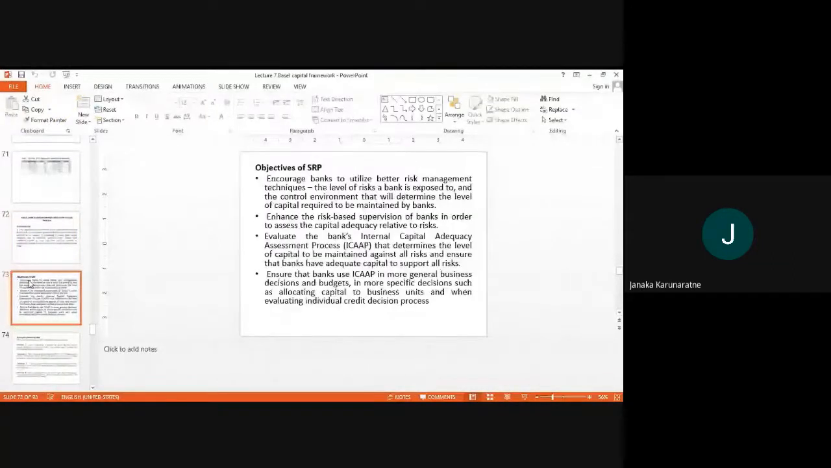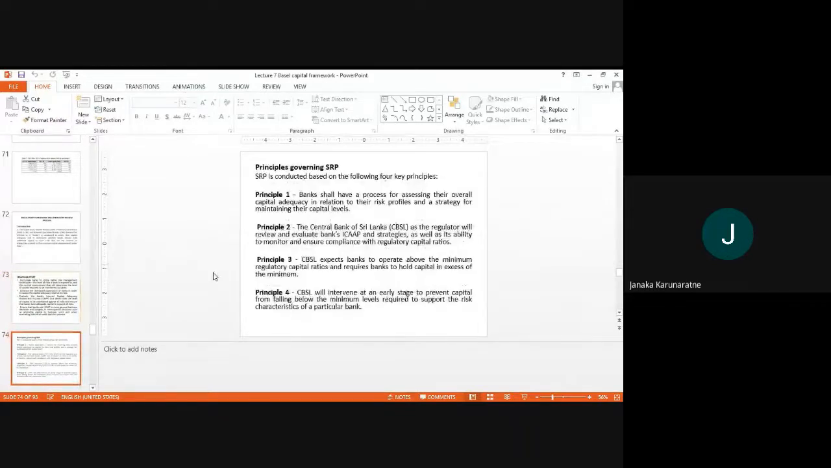Okay. So again, the direction has set the objectives for SRB. The objectives encourage banks to utilize better risk management techniques, considering the level of risk a bank is exposed to and the control environment that will determine the level of capital required to be maintained by banks, and enhance the risk-based supervision of banks in order to assess capital adequacy, and also evaluate the ICAAP that determines the level of capital to be maintained against the risk. Okay. And also ensure that banks use ICAAP in more general business decisions and budgets, and in more specific decisions such as allocating capital. Okay.